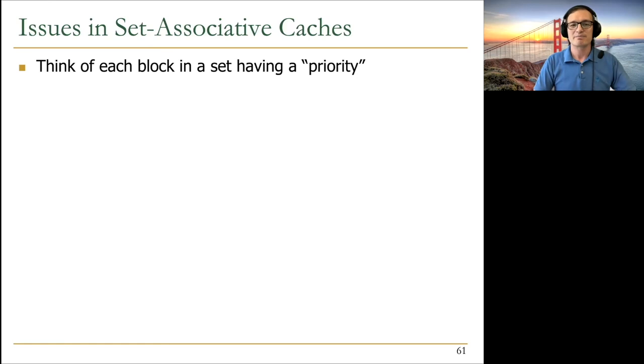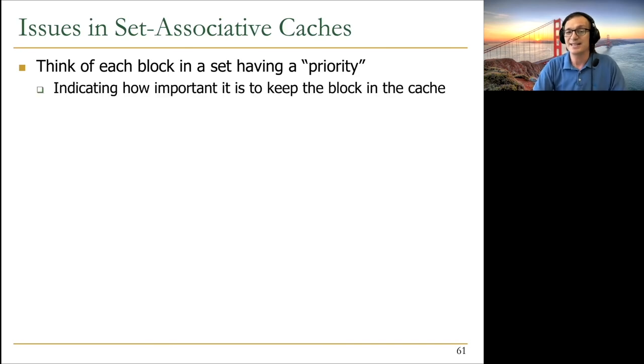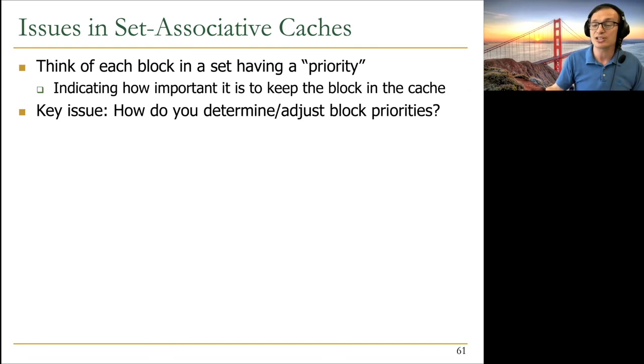So there are issues in set associative caches. I'm going to finish very soon. But think of each block in a set having a priority, indicating how important it is to keep the block in the cache. The key issue is how do you determine and adjust block priorities to decide what to keep in the cache and what to evict from the cache?